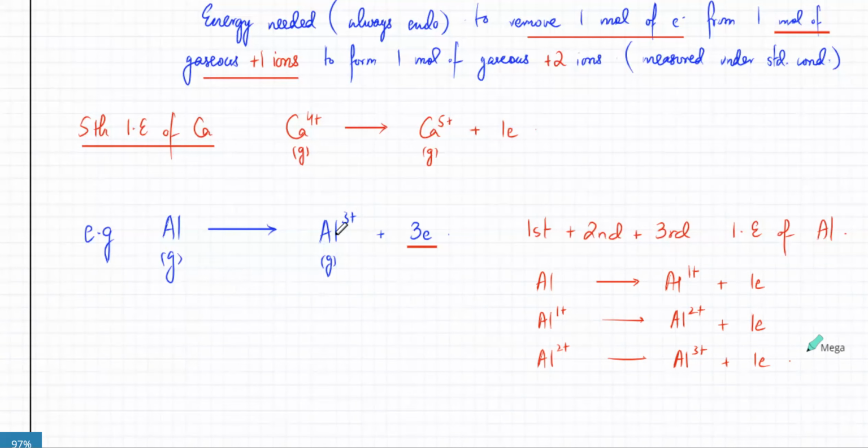Is this clear? Student: Yes, sir. So the answer would be 3E, right? The answer would be? If you want to describe this, it's the first plus the second plus the third ionization energy, the sum of all of them. You can't call it the third one, because for the third ionization energy you just remove 1 electron, with 2 already lost, and you're trying to remove the third one. Is that clear?